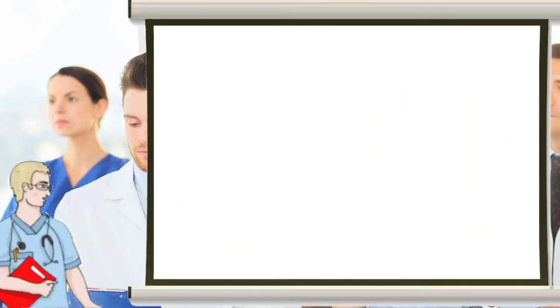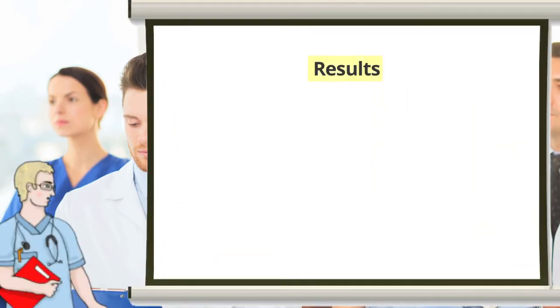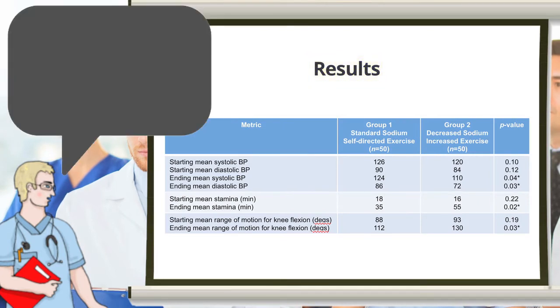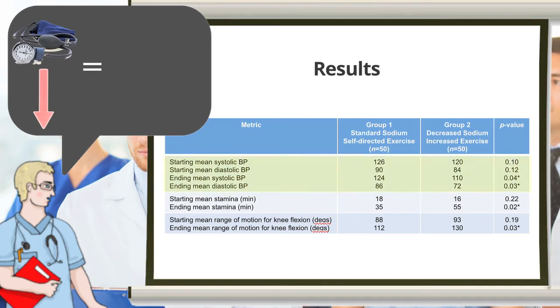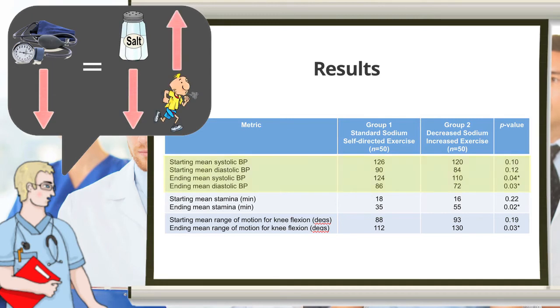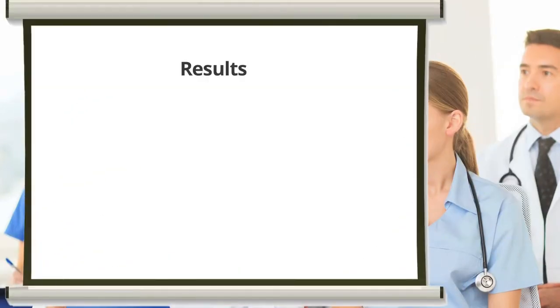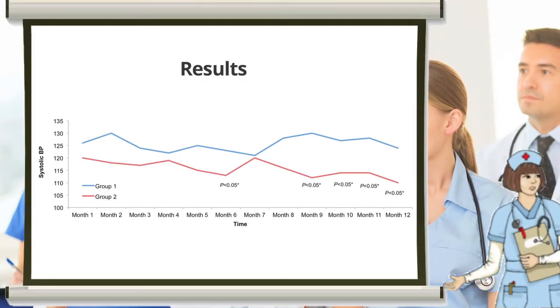After your methods, you'll report your key results. While presenting a table such as the one illustrated here, you could verbalize the following summary. Ending mean systolic and diastolic BP readings were significantly lower for patients with decreased sodium and increased exercise. Ending mean stamina and range of motion for knee flexion were significantly greater for patients with decreased sodium and increased exercise. You could wrap up your results section with a graph.